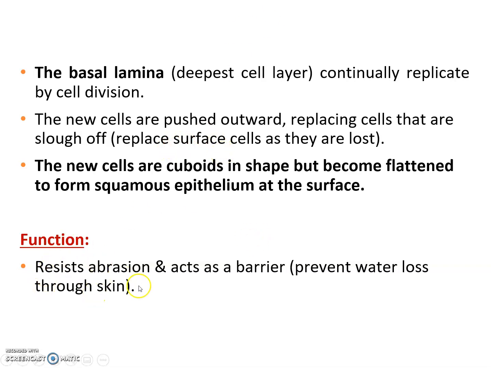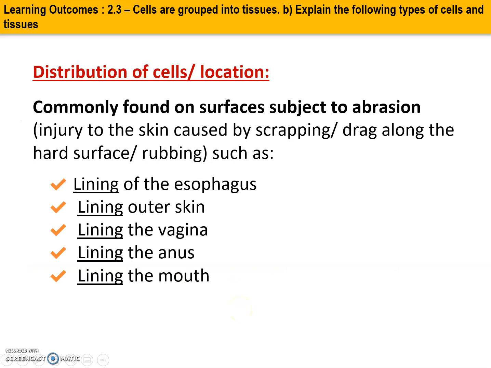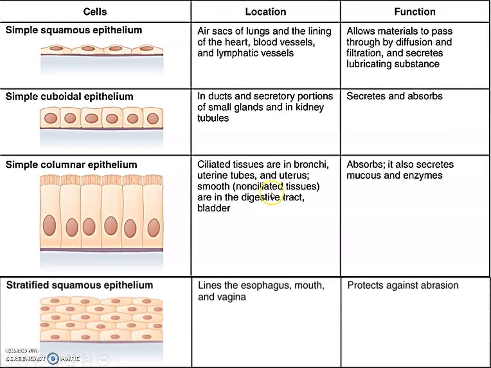Its function is to resist abrasion and act as a barrier to prevent water loss through the skin. It can be found in the lining of the esophagus, the outer skin, where old cells are always sloughed off, the vagina, anus, and the mouth. These are areas where injury to the skin might always occur, so it usually will be scraped off or dragged along a hard surface or rubbing. Okay, so this is the conclusion of all the epithelial tissue that we have learned.